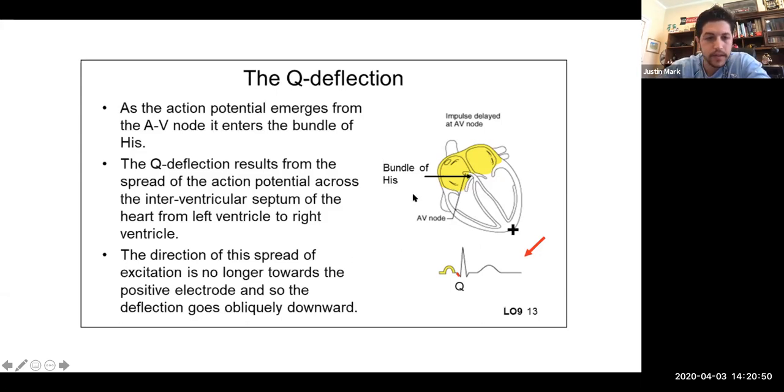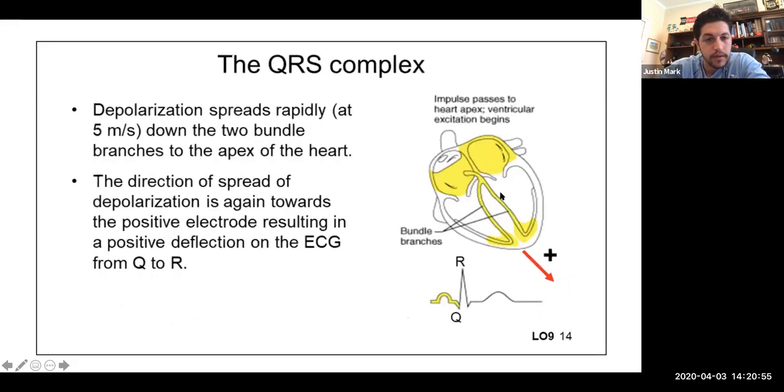We're also going to have to depolarize the septum going from left to right, and that's going to be included in there as well. The main idea here is that once we get into the bundle branches, then the depolarization signal is going to start to move towards this vector here. We're going to start to depolarize the ventricles.